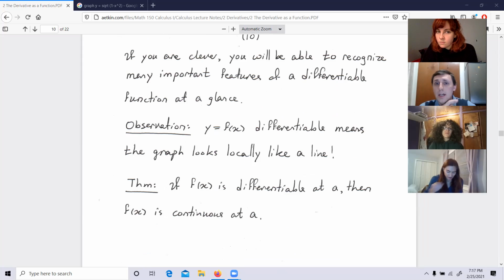Tell me, please, do you remember what is continuity? What does it mean for a function to be continuous? It means that its graph is a connected curve, right? Its graph can be traced without lifting the marker off the board. It's a connected curve. It's one piece.